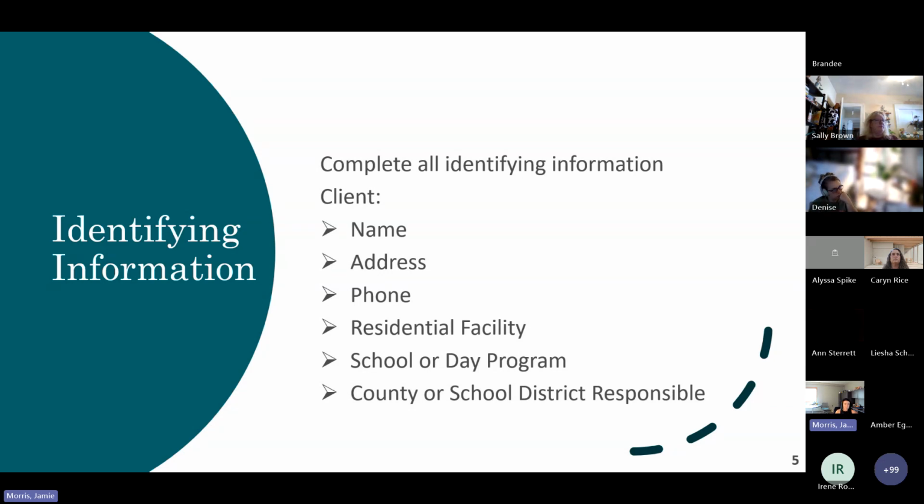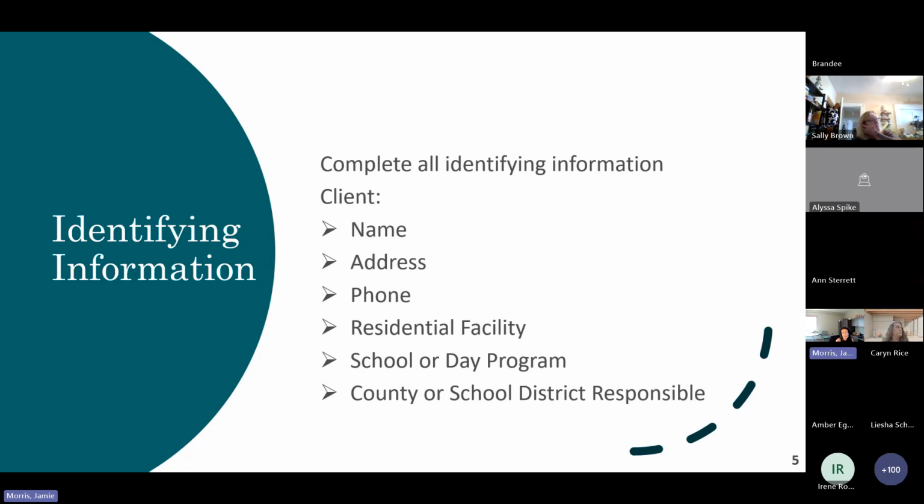The phone number would be that person's phone number, if they have one. They may not have one. If there's a landline connected to the home they're living at, you can use that phone number. If they have a legal guardian and this individual doesn't have a phone number, you would use the guardian's phone number.